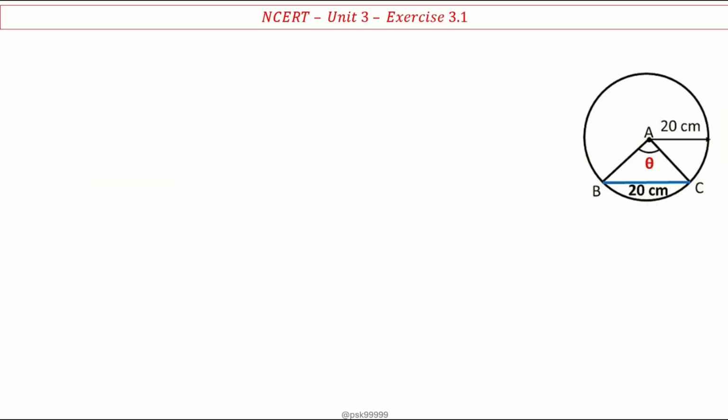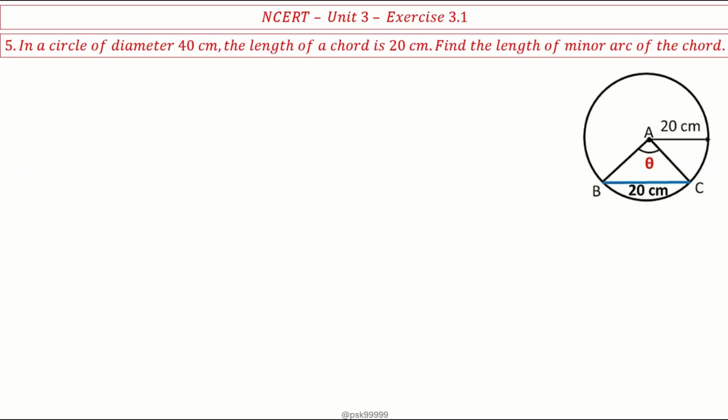Next, this is another question. In a circle of diameter 40 centimeters, the length of a chord is 20 centimeters. Find the length of the minor arc of the chord. The minor arc is nothing but BC, measured like this. To measure this, you need to know theta in radians. Once you know theta, you know the radius. The radius is 20 centimeters because the diameter is 40.